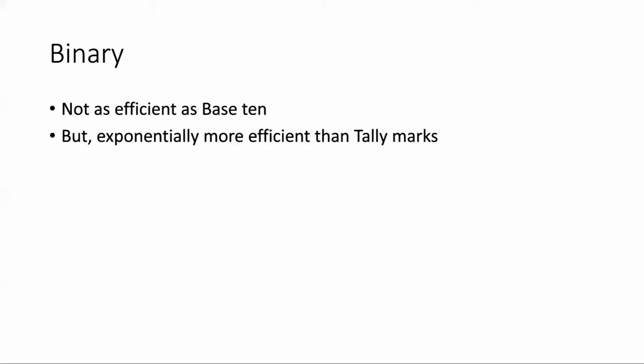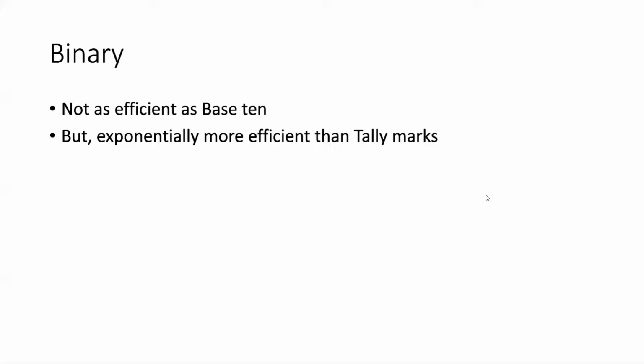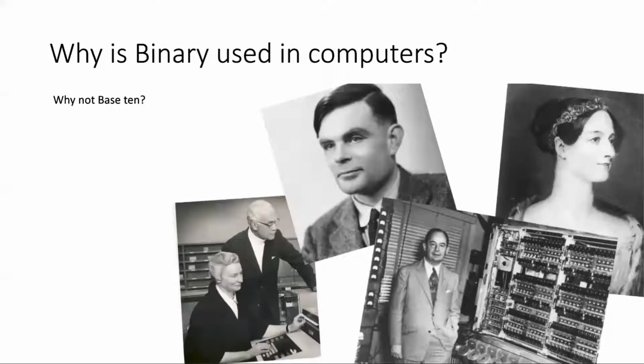Binary numbers are not as efficient as base 10 numbers or decimal numbers because you see they need more digits. For example, we could represent 142 in decimal system with only 3 digits, but in binary system, we need 8 digits for it. So although binary numbers are not as efficient as base 10, they are exponentially more efficient than tally marks. But why did the inventors of computers, these smart people, use binary numbers inside computers? Why not base 10 simply?